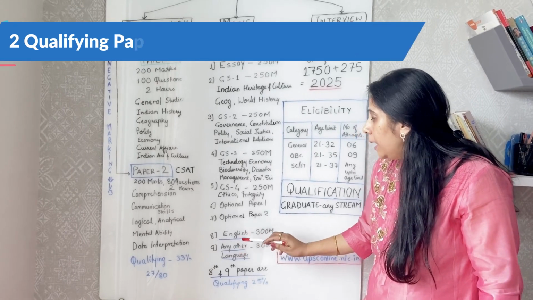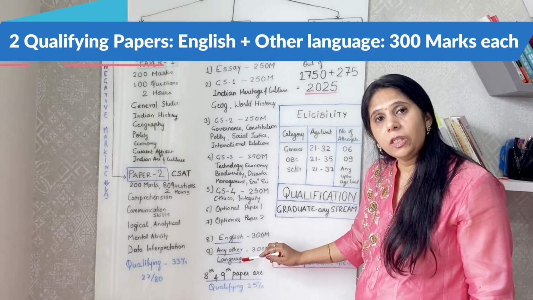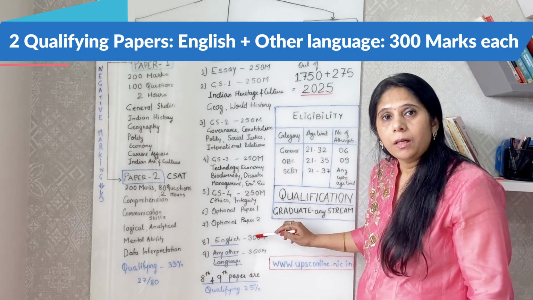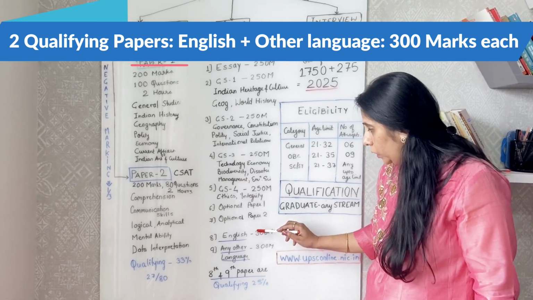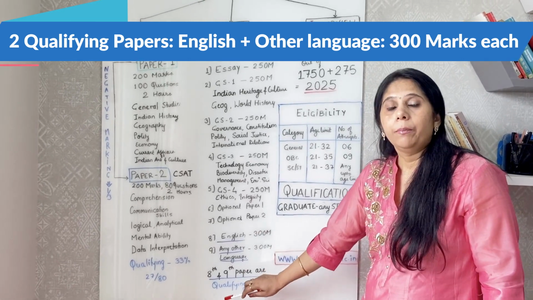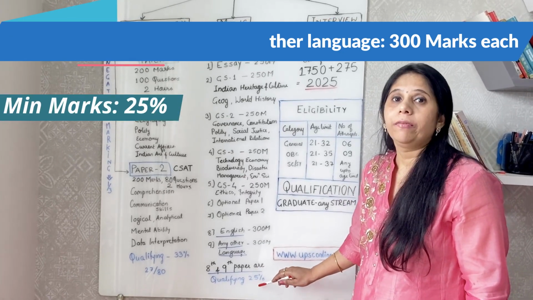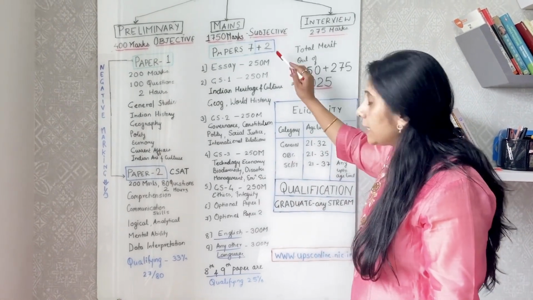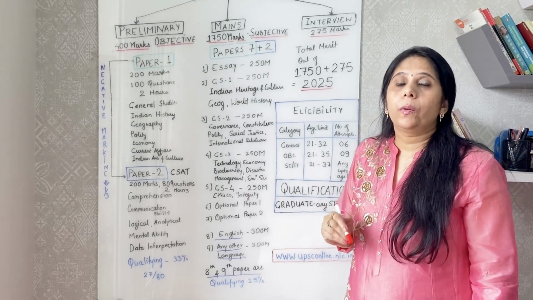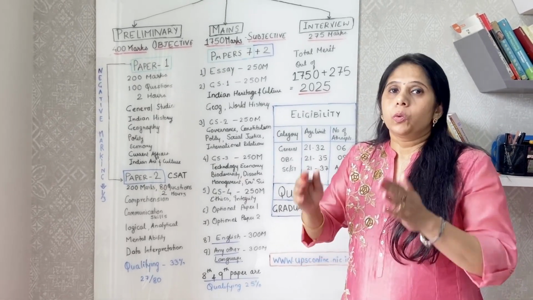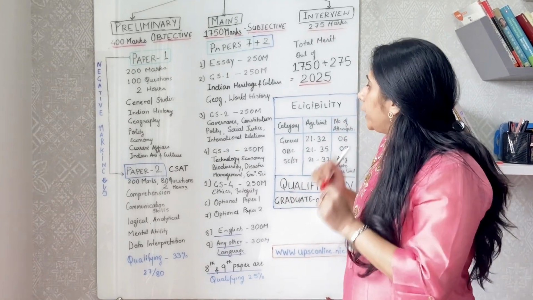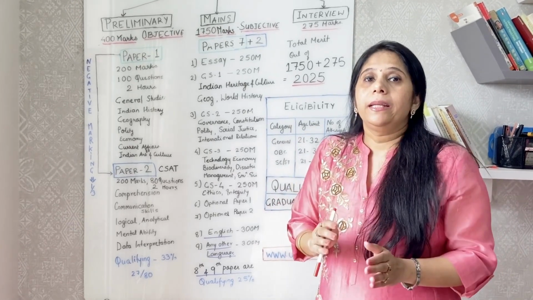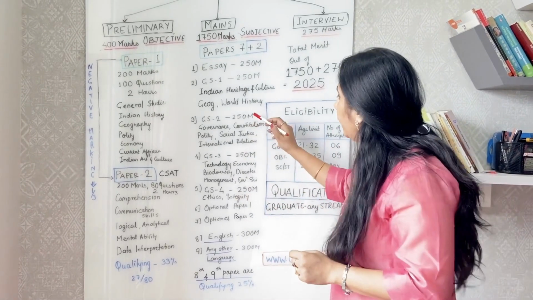And there are two more papers, English and some other language, again specified in the list. These are going to be of 300 marks. This is going to be a qualifying paper. So both these papers are qualifying papers, and the minimum marks that you need to qualify here is 25%. So of 300, you need to score at least 75 marks to qualify. These are all subjective papers, so how you write your answers is going to be important. Those of you who want to prepare for this should get into the habit of writing precisely, to the point, writing the points in a good way so that you can score enough marks.